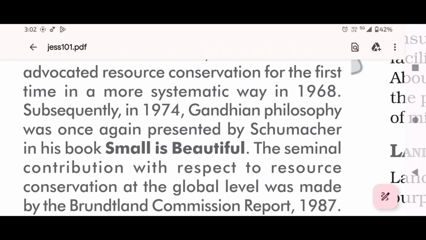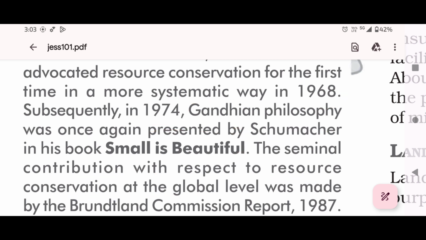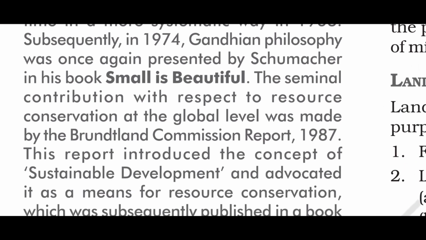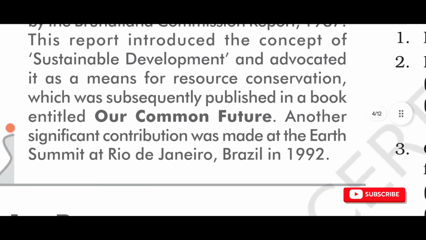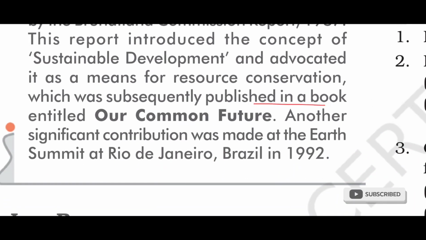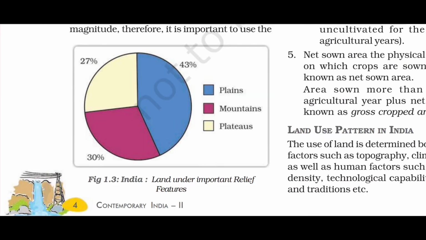At the international level, the Club of Rome advocated resource conservation for the first time in a more systematic way in 1968. Subsequently, in 1974, Gandhian philosophy was once again presented by Schumacher in his book Small is Beautiful. The seminal contribution with respect to resource conservation at the global level was made by the Brundtland Commission Report 1987. This report introduced the concept of sustainable development and advocated it as a means of resource conservation, which was subsequently published in a book entitled Our Common Future. Another significant contribution was made at the Earth Summit at Rio de Janeiro, Brazil in 1992.